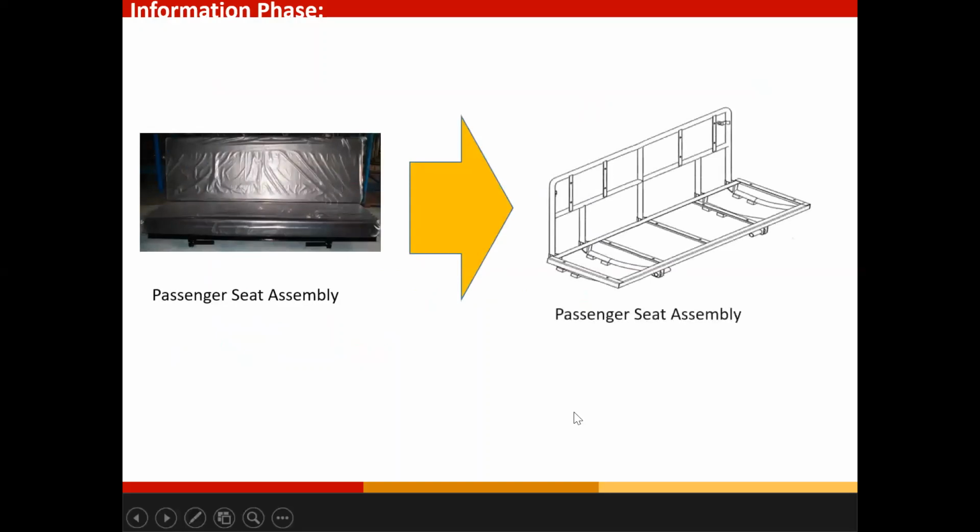So this is normally how the seat assembly looks without this polyurethane or polyethylene. This is the complete seat assembly. This is nothing but a hat section they call.